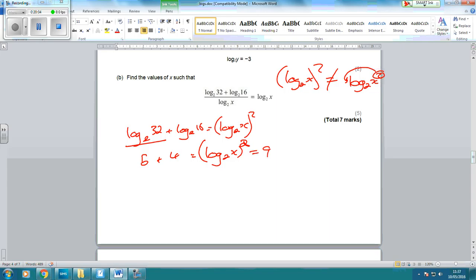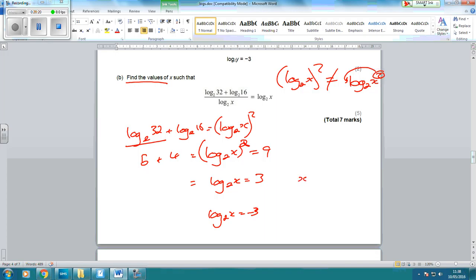So we're then going to square root it. So we've got log to the base 2 of x equals 3, and log to the base 2 of x equals minus 3. Now the giveaway for that is here. It says find the values, so it's more than 1.